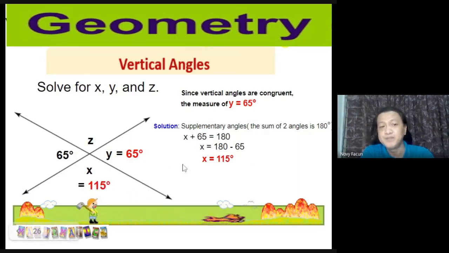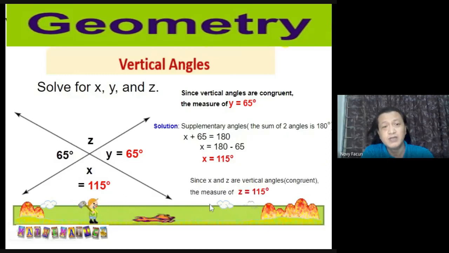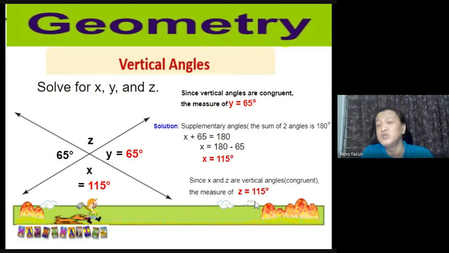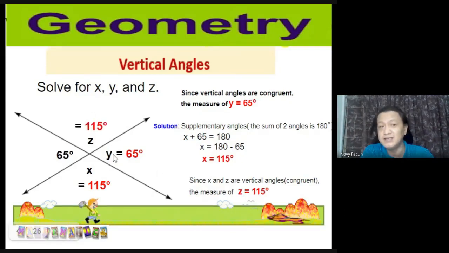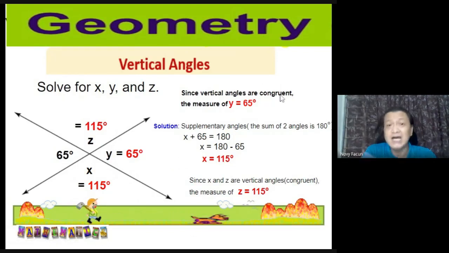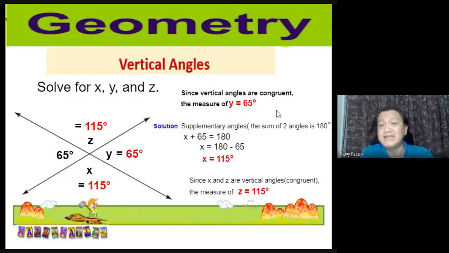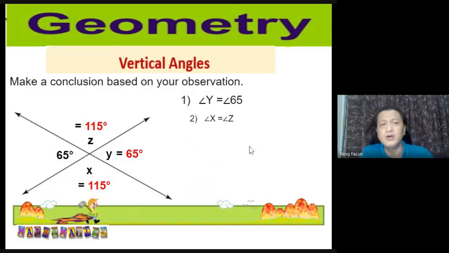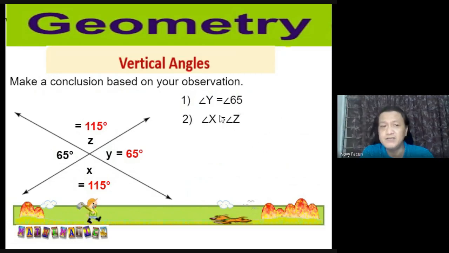Lagay natin siya. And then you can now solve the value of z. And what is the solution? So since x and z are vertical angles, meaning they are congruent, the measure of z is also 115 degrees. So di ba nakita natin yung pattern? They are vertical angles, yung kanyang opposite. But yung kanyang katabi ay kanyang supplementary or they are linear pairs. Okay, with that, you are going to make a conclusion based on your observation.